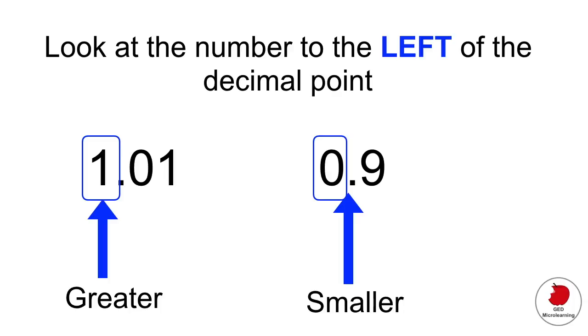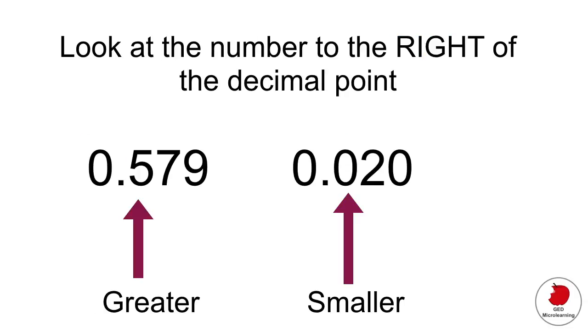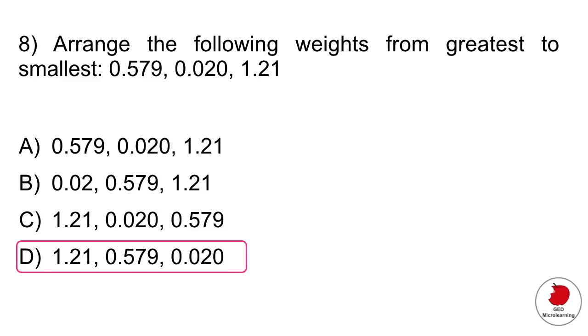And then the second thing that you're going to do is look at the number on the right of the decimal point. In this case, again, the item that is larger is the one on the left as well. This is important when you have two numbers where the number to the left of the decimal point is the same. In this case, both of them are 0 point something. This allows you to differentiate which one is larger or smaller. So your correct answer would be D.